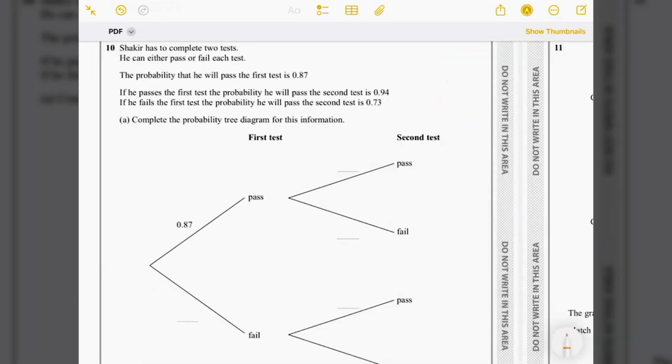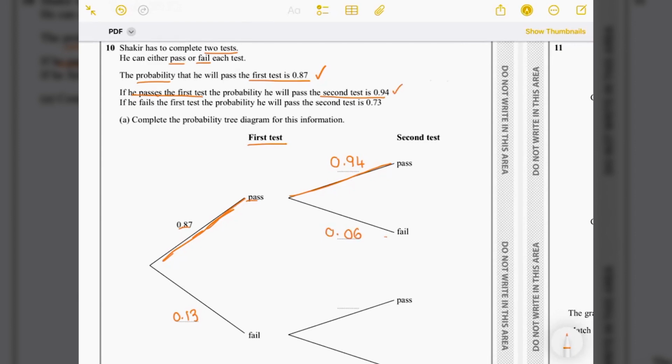Now let's get rid of all of that. Shakir has to complete 2 tests. He can either pass or fail each test. The probability that he will pass the first test is 0.87. So him passing it is 0.87, failing that first test is 1 minus 0.87, which is 0.13. If he passes the first test, the probability that he passes the second test is 0.94. Now, using this information, I can figure out the probability of him failing it, which is 1 minus 0.94, which is 0.06.